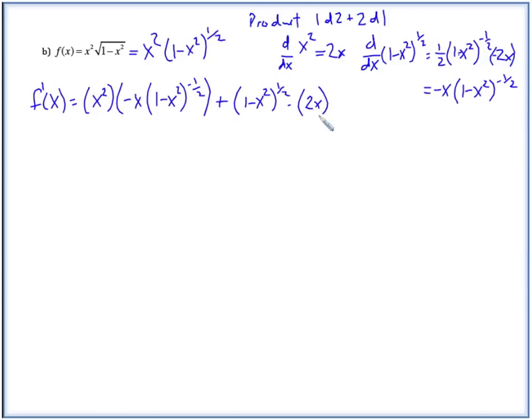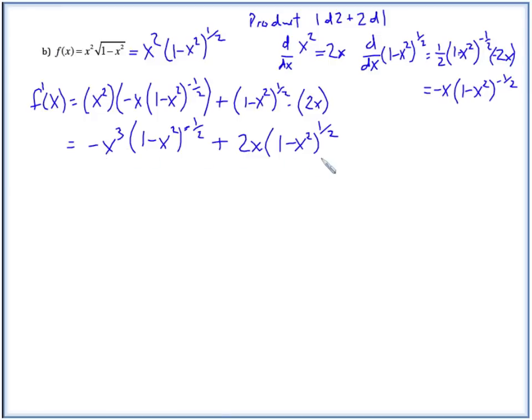Okay, now we need to simplify this. So here I can multiply x squared times negative x, and I'm going to get negative x cubed times 1 minus x squared to the negative 1/2, and then plus 2x times 1 minus x squared to the 1/2.